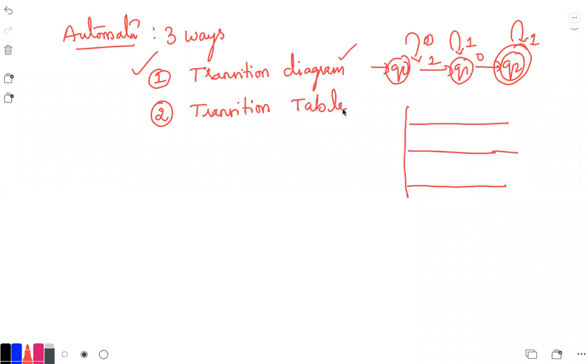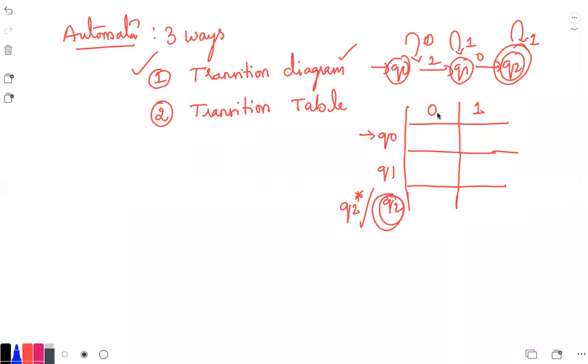In the second methodology, if the transition table is asked, whatever the input symbols, you make them columns. See here carefully, 0 and 1 are the inputs, so I have made them columns. And what are the states? You make them rows: Q0, Q1 and Q2. For the initial state, keep an arrow. For the final state, you can write like this, or you can simply keep a star mark, an asterisk.